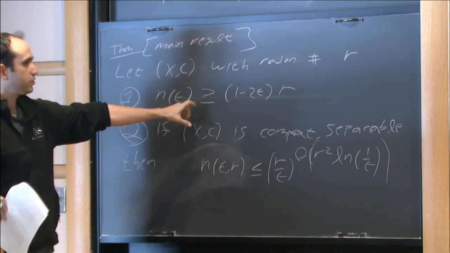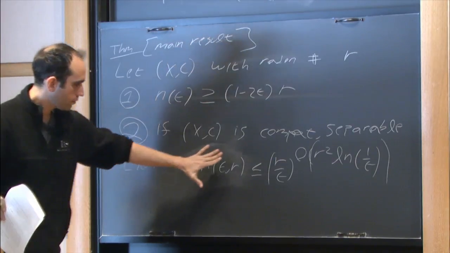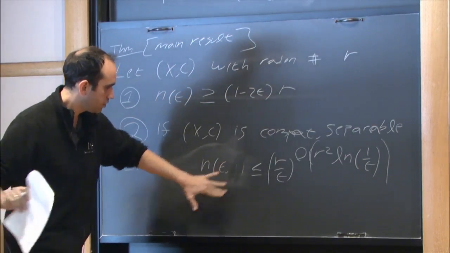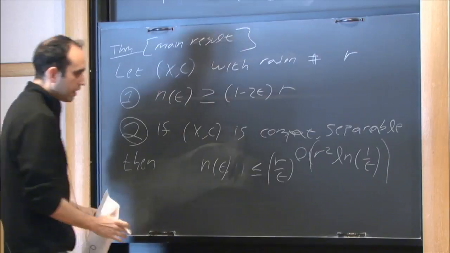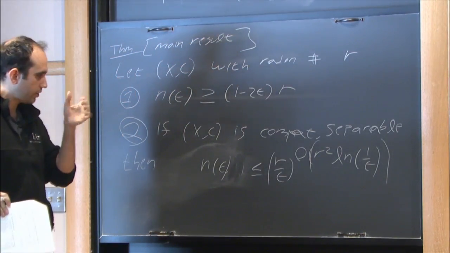Is there an n of epsilon? N of epsilon, sorry. It doesn't matter, you can put R. R is fixed. Okay, so n of epsilon.